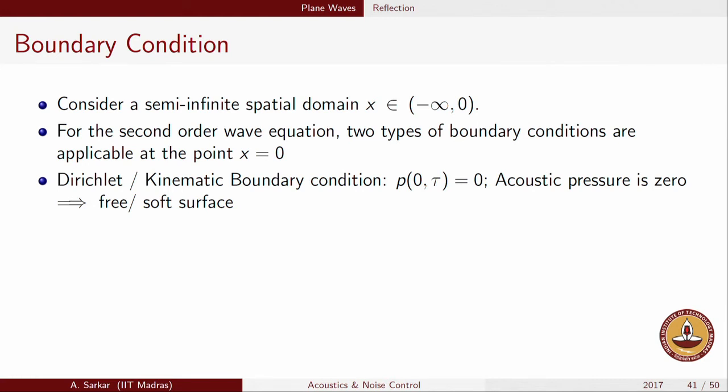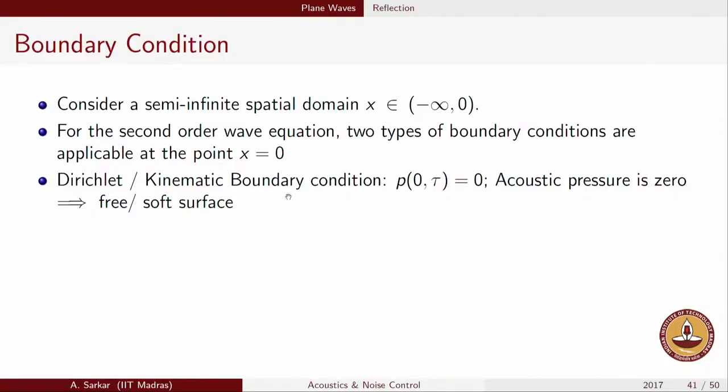Suppose you are thinking about acoustic wave propagation through water. Let us say there is a submarine and the submarine is making some noise. The question is how much of this noise escapes from the water to the air. But at the free surface between the air and the water, the atmospheric pressure is 0. So atmospheric pressure being 0 is exactly this boundary condition.